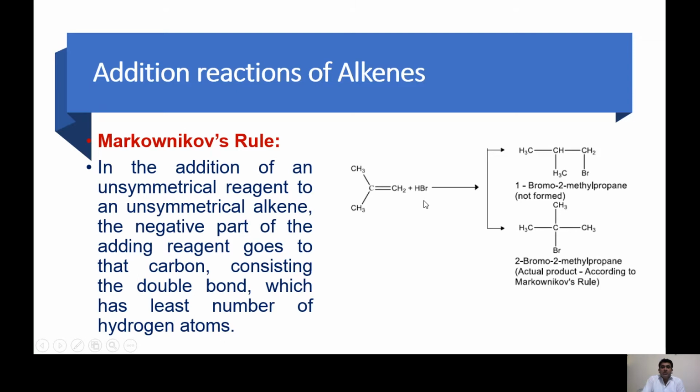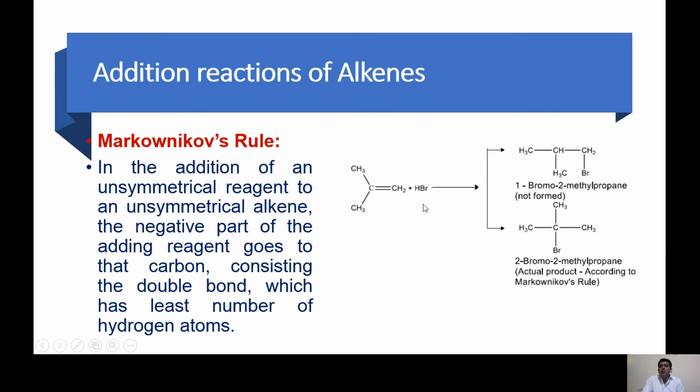Either this Br will go to carbon number 1 over here, and H will go to this carbon. Then the product will be CH2Br, and this hydrogen goes to this carbon. So this is one possibility, and its name will be 1-bromo-2-methylpropane. And the second possibility is that this Br goes to this carbon and H goes to this carbon. So the product will be this one, 2-bromo-2-methylpropane.